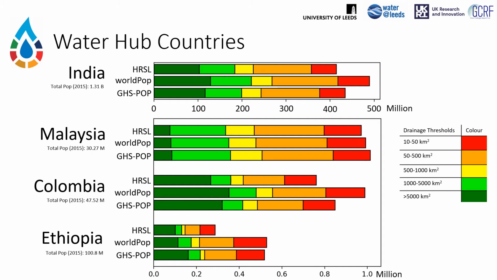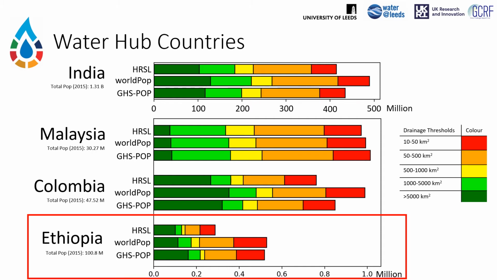In Colombia, the largest rivers are responsible for the most flood exposure. So again, the dark green section of the bar chart. But even so, if the other rivers were incorporated, twice as much exposed population would be represented. And finally, we've got Ethiopia. Ethiopia is an interesting case, as the choice of population data set for calculating exposure can have a bigger impact on exposure estimates than the degree of river representation.